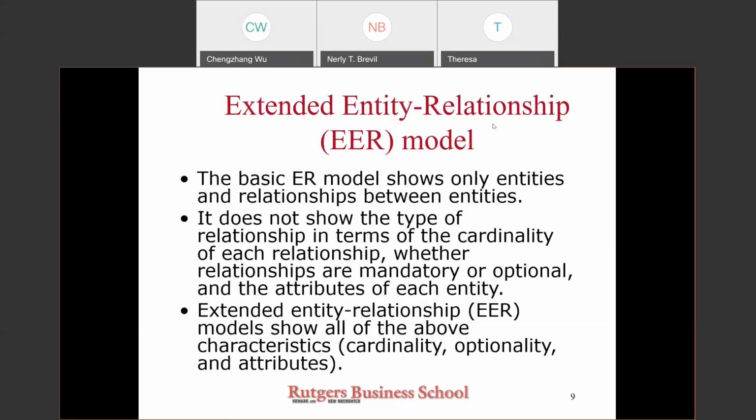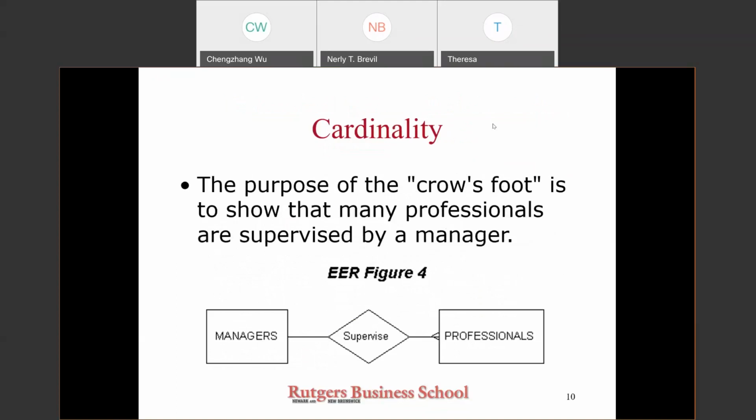So, the EER model, extended entity relationships model, shows all of these characteristics. So in summary, an EER diagram shows cardinality, optionality, and attributes. So let's discuss how these three characteristics are depicted on the EER diagram.